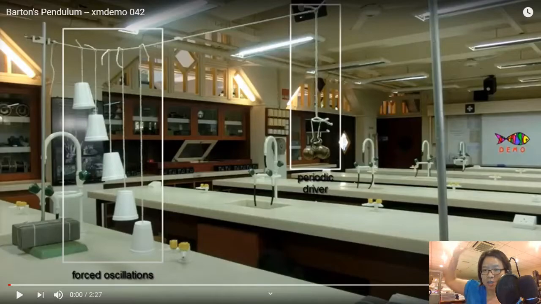And as you can see on the screen, this is actually a very classic setup of the Barton's pendulum, and I think we actually have this setup in our physics lab. So if you happen to see it at the back, you could play with it, ask for permission first.